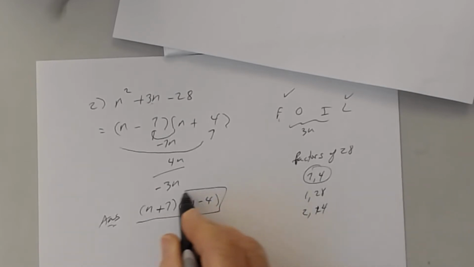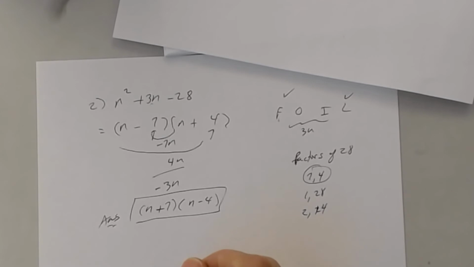And you can check it. You can see now that it will work out. Because what's the outer? Okay, the outer. Negative 4n. What's the inner? 7n. Do you now get that positive 3n? Yeah. Okay. So that's your answer. So trial and error. That's the approach you take.